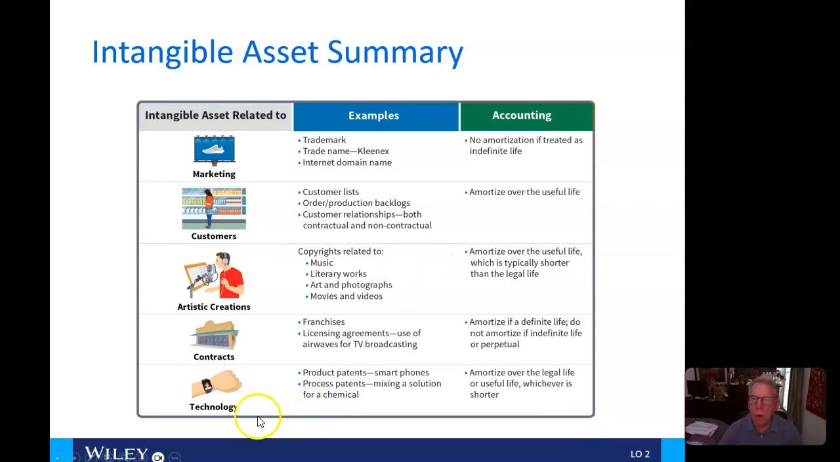All right, so if I summarize all these intangibles, they give you some examples and how we account for it here. And I think we will quickly look at that. The accounting for marketing, there's no amortization if we treat it as an indefinite life, which is usually the case. Customer list, will amortize those over the useful life. Artistic creations will amortize the useful life, which is typically shorter than the legal life. And if it's a contract, we'll amortize if it's a definite life, but we will not amortize if it's an indefinite life or perpetual life. And lastly, technology will amortize over the legal life or useful life, whichever is shorter.